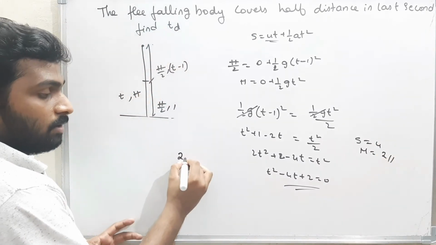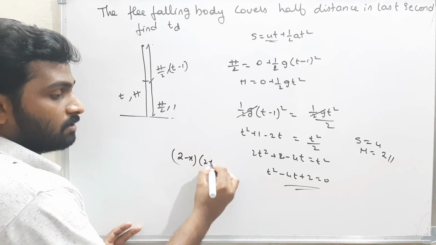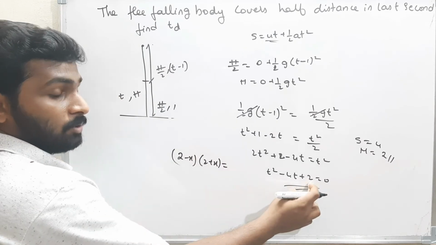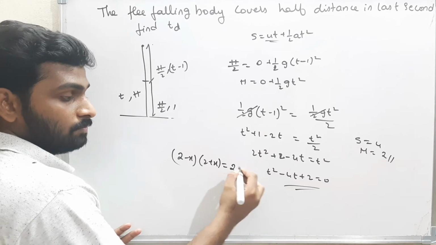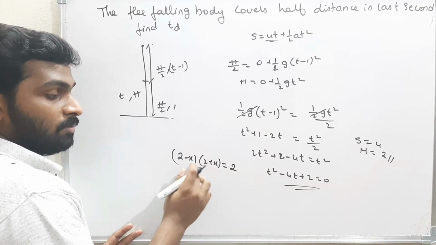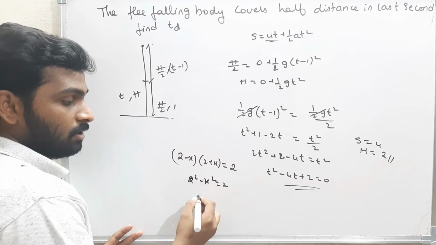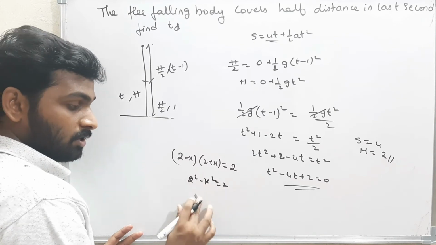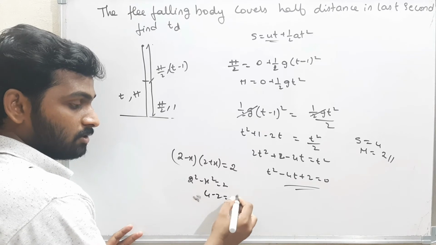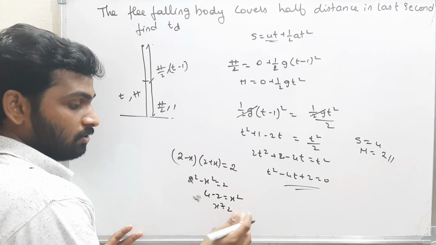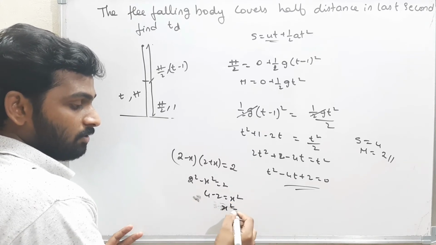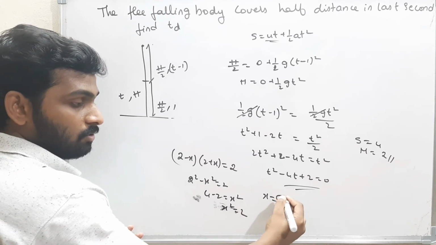Therefore (2 minus x) into (2 plus x) is equal to the product of the roots. What is the product of the roots? It is c by a, therefore 2. Therefore a square minus b square, that is 2 square minus x square, is equal to 2. Therefore 2 square is nothing but 4, minus 2 is equal to x square. Therefore x square is equal to 2, therefore x is equal to root 2.